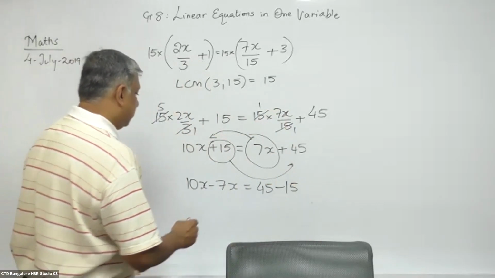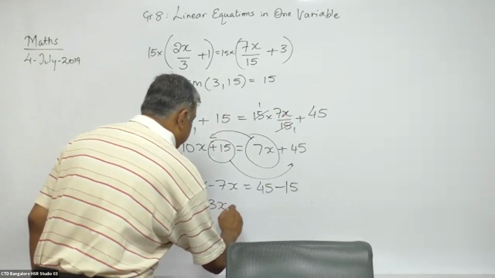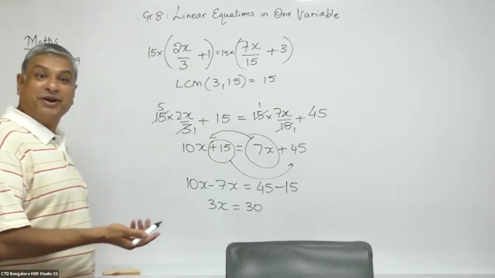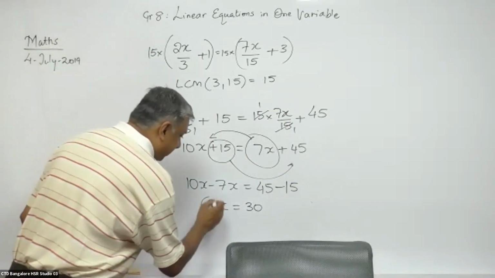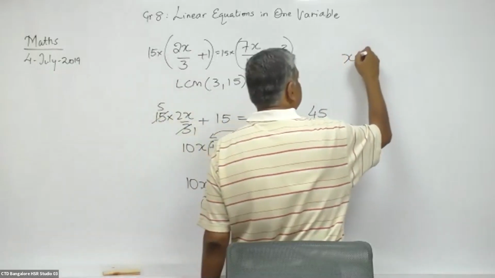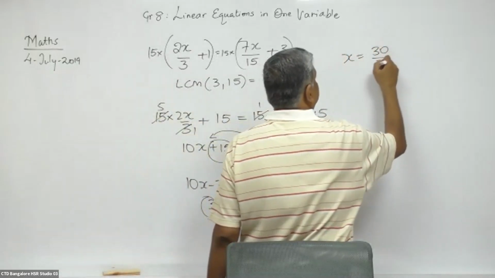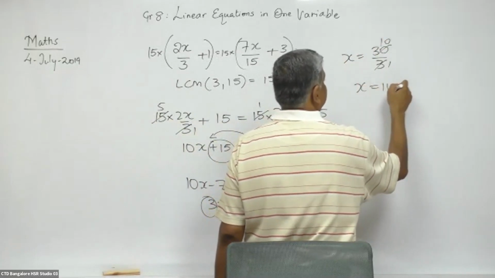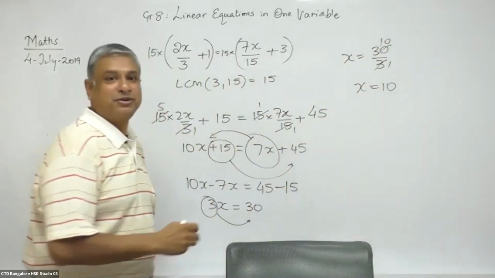Okay, so what do we get? 3x, 10x minus 7x, and 45 minus 15 is 30. Very familiar situation. We will divide, we'll transpose. So what do we get? x equals 30 by 3, which is x equals 10. So that's your answer.